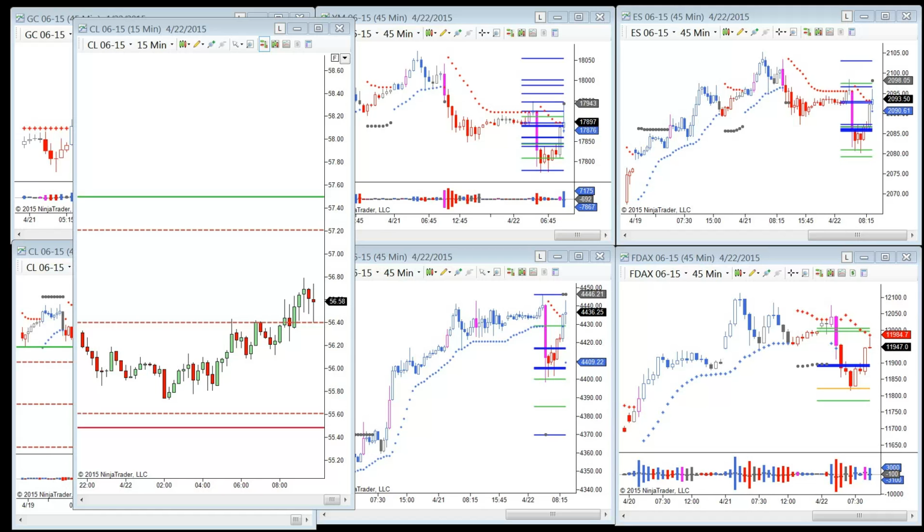FXCM almost went under. They got a loan at the last minute, literally. Yeah, Alpari did. I wished.